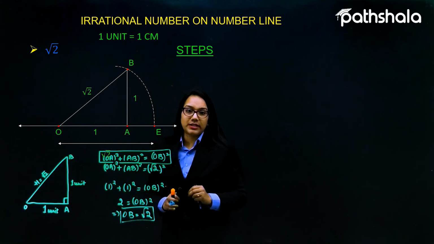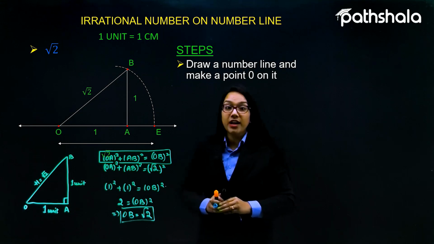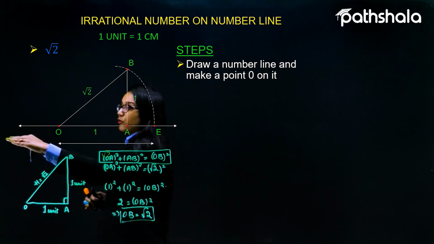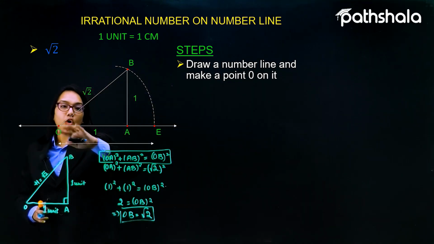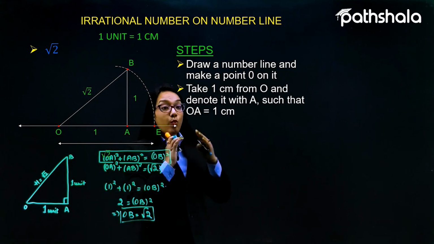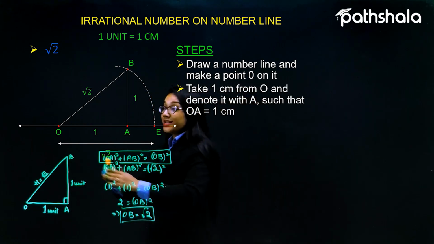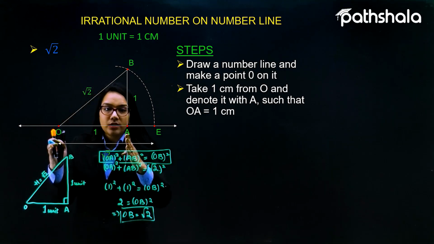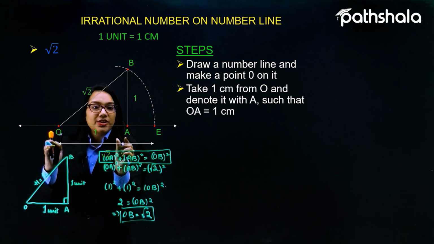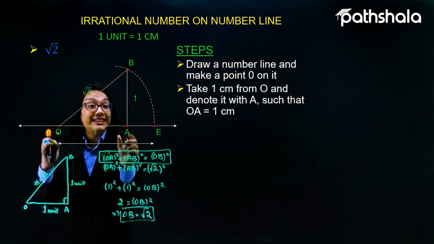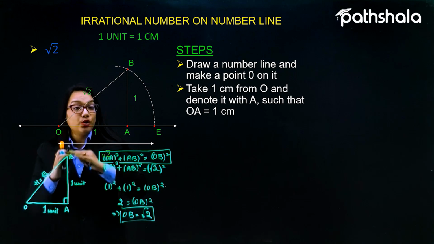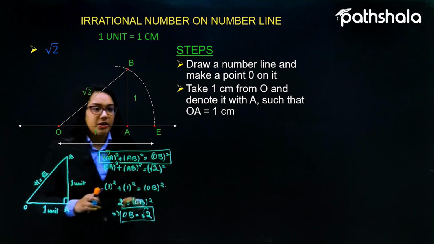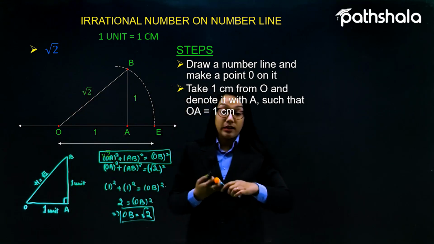So let's talk about the steps that are involved. Step number 1: draw a number line and make a point O on it, just like we did over here. Step number 2: take 1 centimeter from O till the point A and denote it as A, such that OA is 1 centimeter. If I say unit and if I say centimeter, both are the same. 1 unit is 1 centimeter.